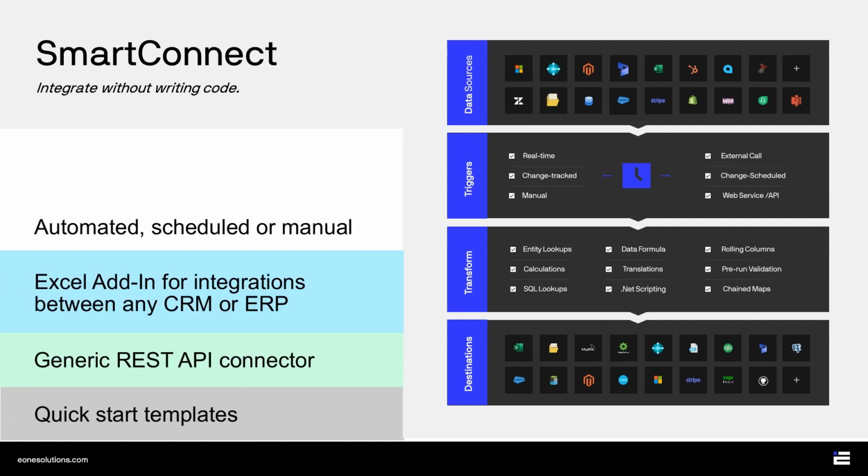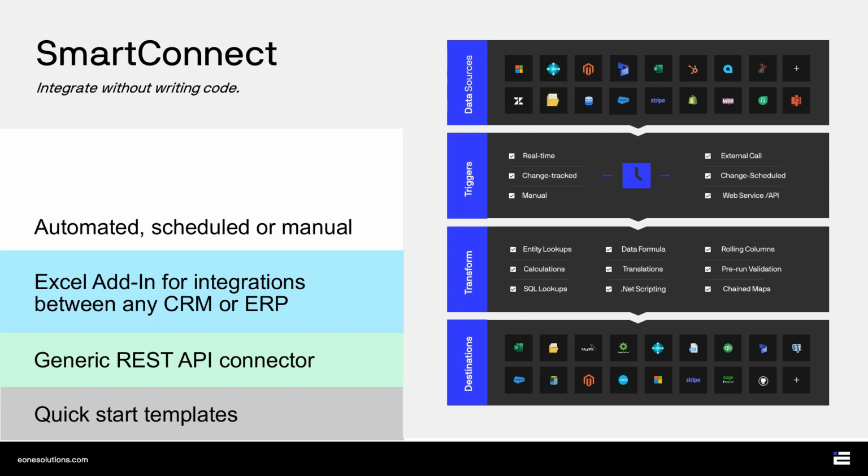So for those of you that haven't used Smart Connect before, this might be new. Otherwise, it's always a good visual to look back to. Smart Connect is going to allow us to integrate without having to write code. So we're able to take data from any of our data sources, push to any of the destinations. You can mix and match the connectors however you need to.